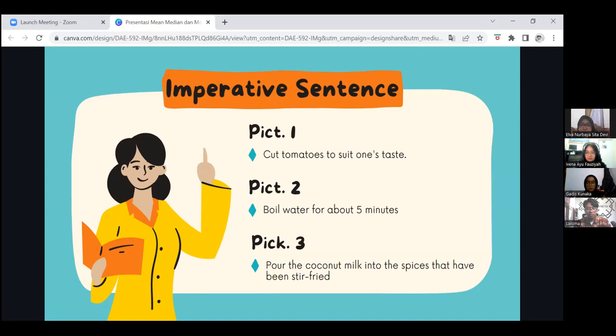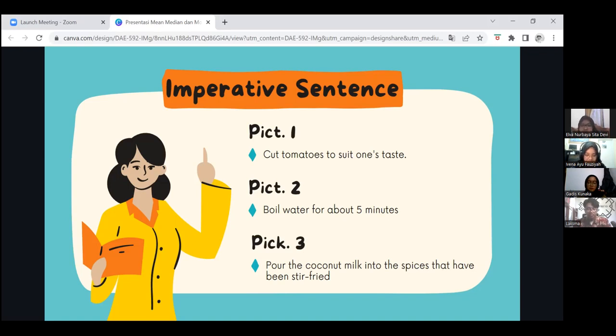Okay, before we end our meeting today, now you can make a group of 3 people. Then you can look at another example of procedure text, and you can break down the generic structure, social function, and language features. Then you can present your group discussion in front of the class. Okay. Any question for the assignment today? No, Miss. Okay, thank you.